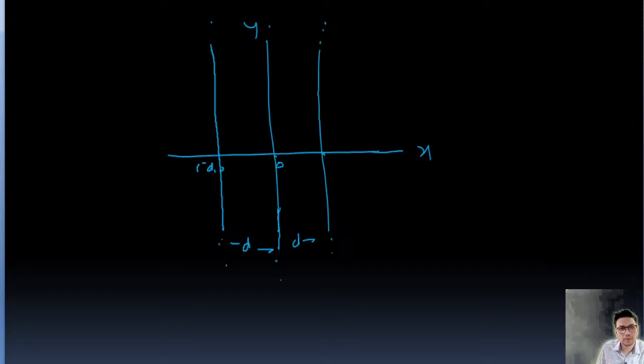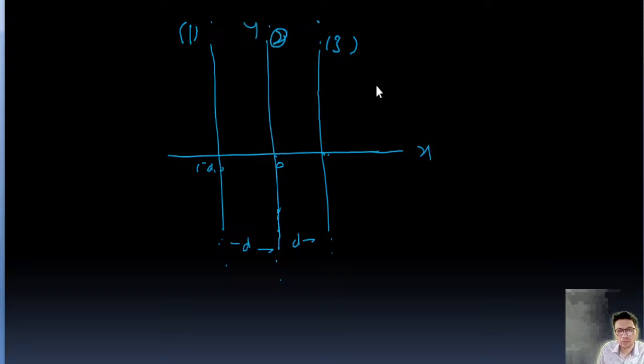3 wires, and they are placed in the xy plane like this. So this is along the y axis, guys, because x equal to 0, and this is at d distance, this is at minus d distance. So now I will solve it. We can number it like this: this is wire 1, this is wire 2, and this is wire 3.